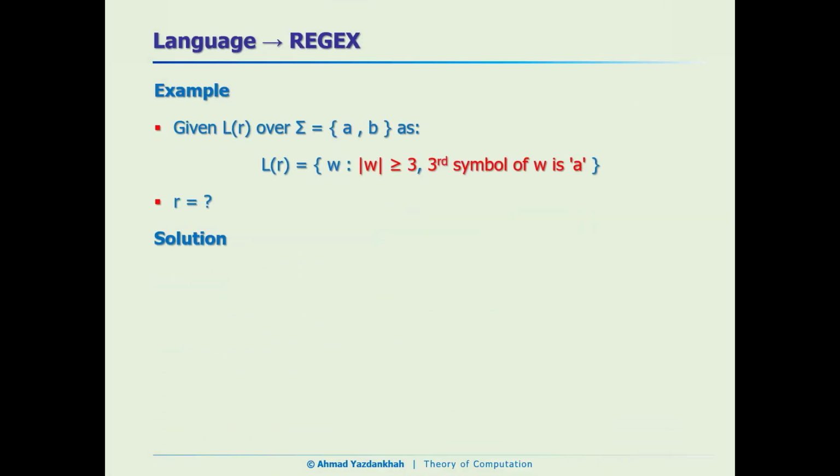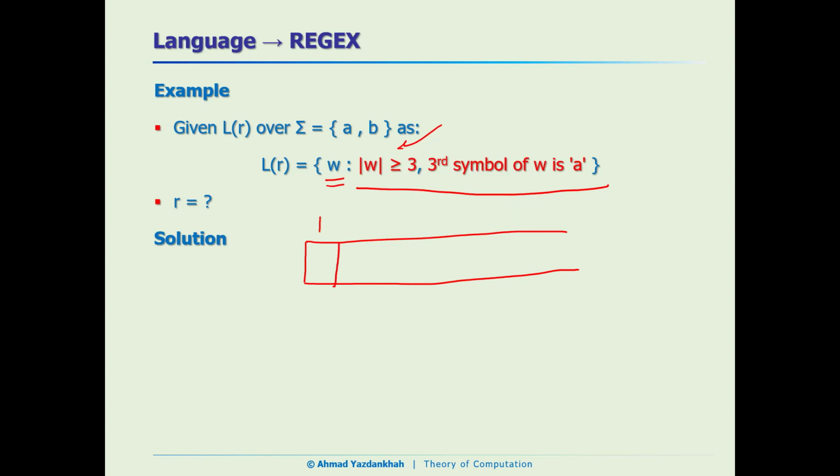For this one, we have a little bit more complicated constraint here. Let's start from here. The size of W, the strings, is greater than or equal to 3. So let's say this is the string, one symbol here, here, and more here. This constraint is saying that the third symbol of W is A. So we already know that it is A. And how about the rest of that? We don't have any constraint for that, so it means that it can be anything.